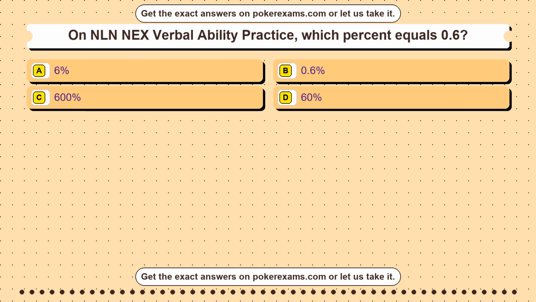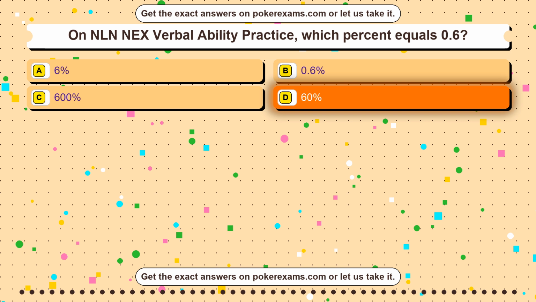Question 14. On GED statistics practice, how should 0.25 be written as a fraction? Option A, 1/2. Option B, 2/5. Option C, 25/10. Option D, 1/4. The correct answer is option D.